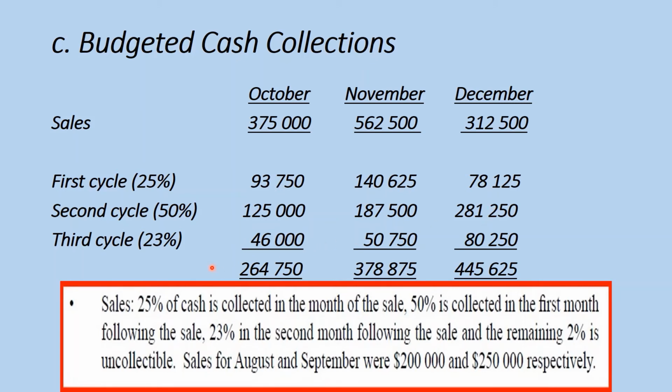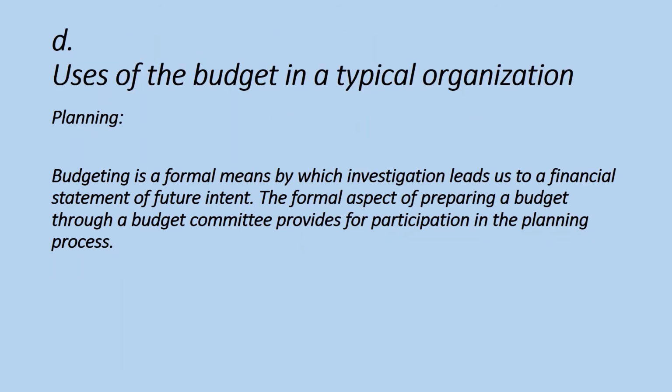But stick around for part D. Part D asks us for three uses of a budget in a typical organization. And I will give you more than three, I'll give you about six or seven. So the first one is planning. Budget is a formal means by which an investigation leads to a financial statement of future intent. The formal aspect of preparing a budget through a budget committee provides for participation in the planning process.